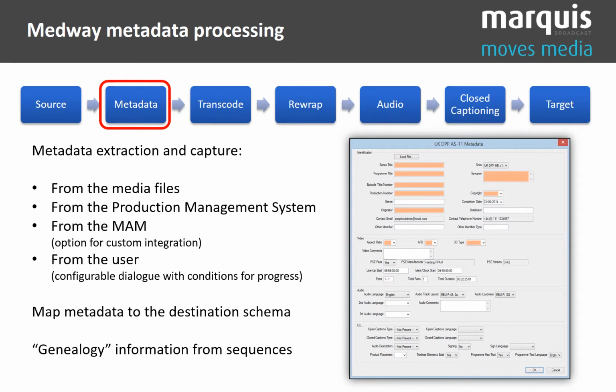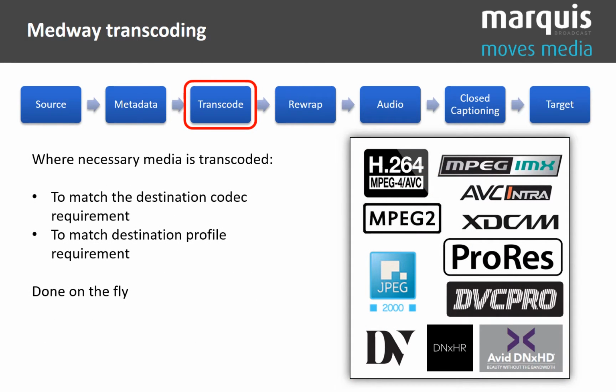Once the workflow has started, it can gather metadata from many sources, including the user. In this example, it's paused to request DPP AS11 metadata, some of which must be completed before the workflow can continue. This type of metadata capture screen is configurable to match each workflow. If needed, Medway will ensure that the media is transcoded to the codec and profile required by the target. Again, this happens on the fly without the need for any data to hit the disk.